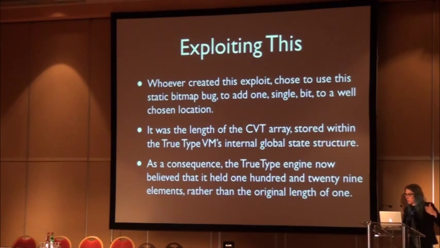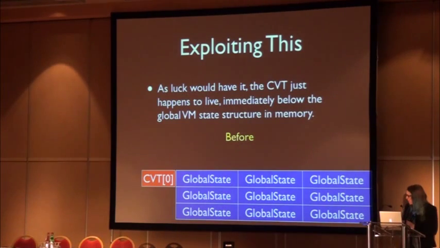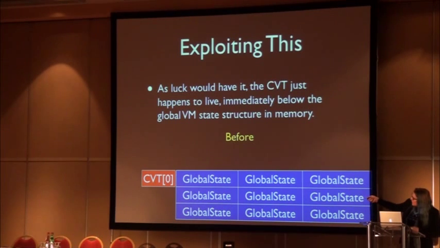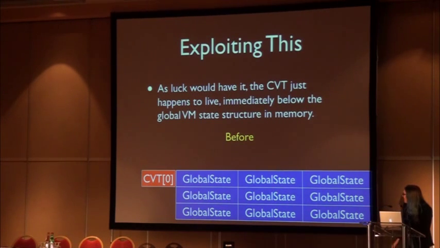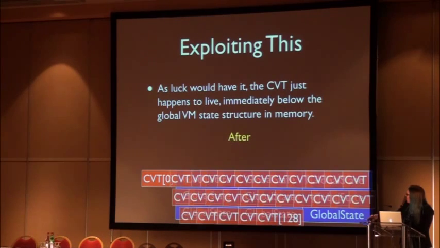So it now believes there's 129 entries in the CVT array, but there was only actually 1 really allocated there. And as it just so happened, the CVT table lived immediately, like 4 bytes prior to the global VM state in memory. So this is a reminder. Way down here in memory is where the actual original bitmap was. It skipped all that and it wrote a bit here, and that made it think that this was actually this long.